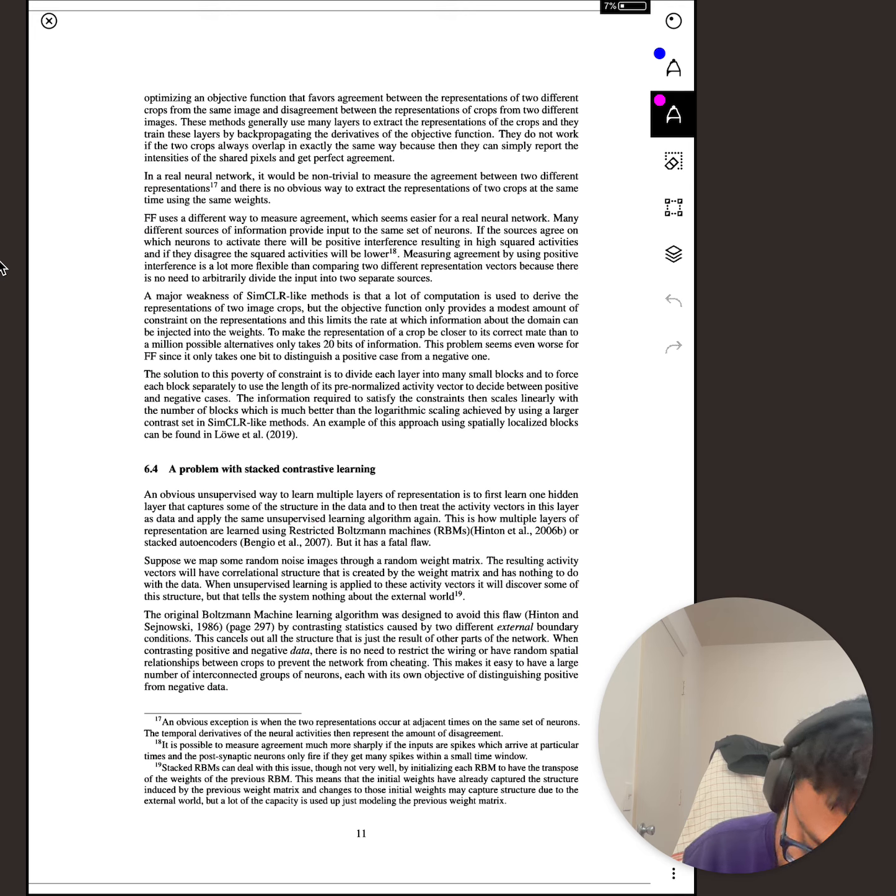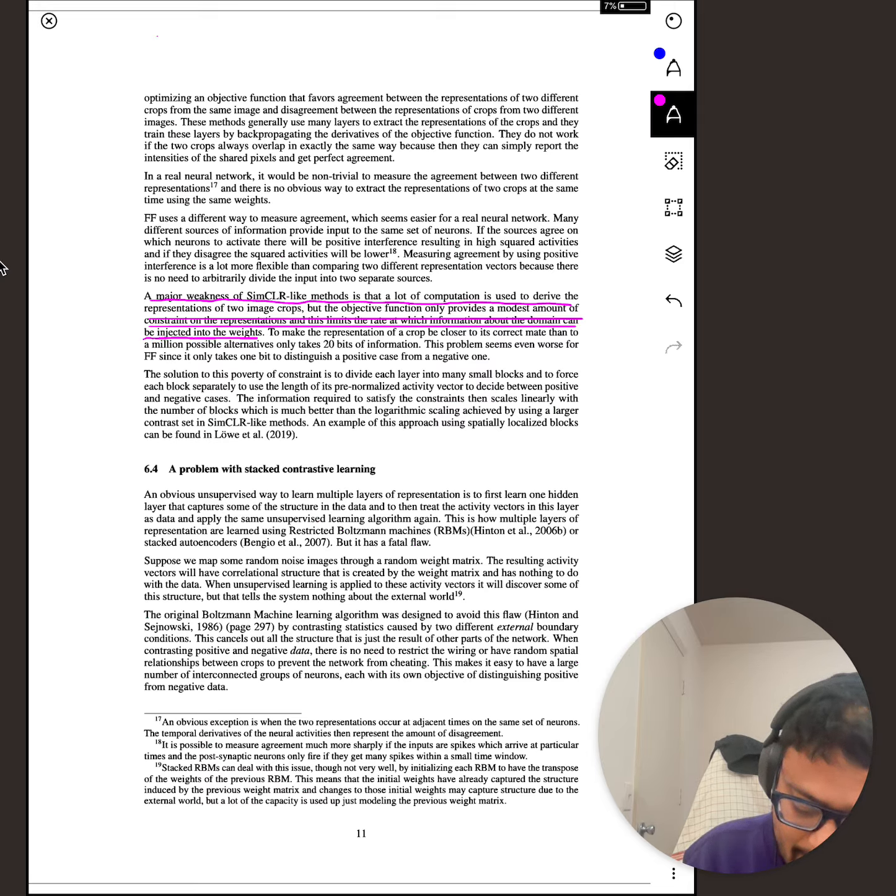So here he says that a major weakness of SimCLR-like methods is that a lot of computation is used to derive the representation of two image crops, and the objective function only provides a modest amount of constraint on the representations, and this limits the rate at which information about the domain can be injected into the weights.